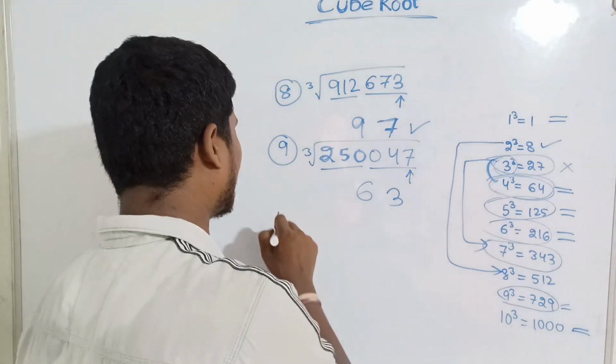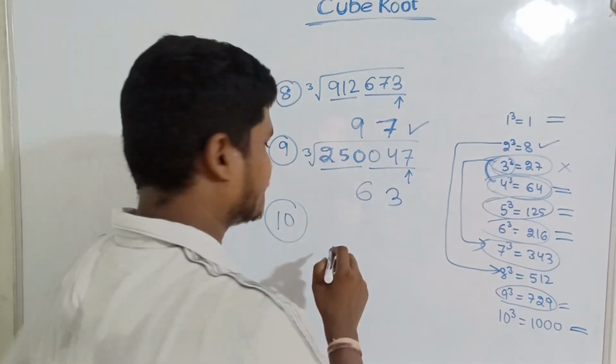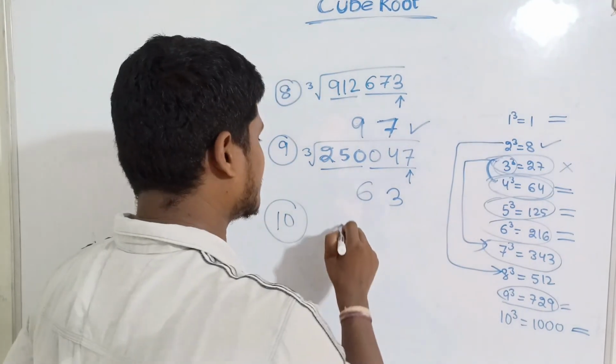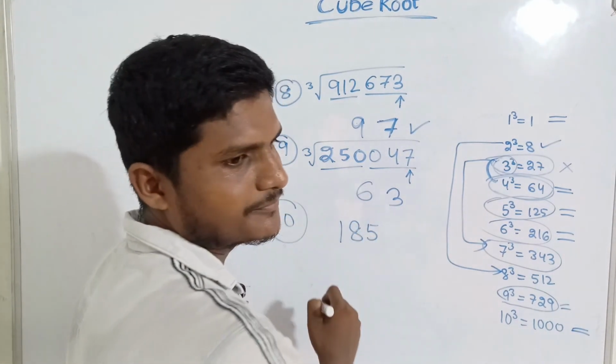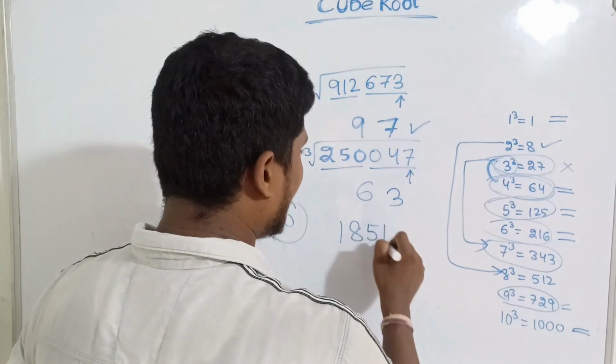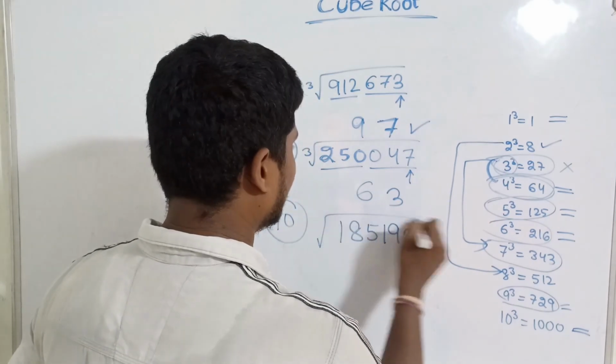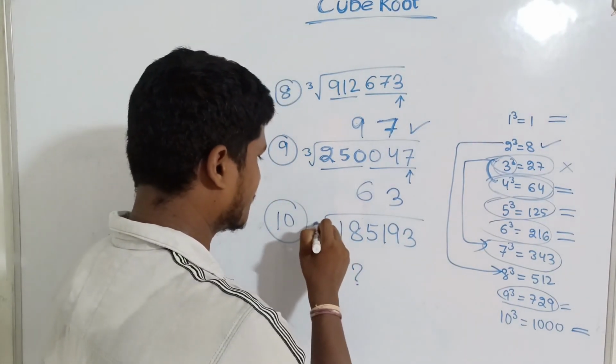So this is your homework, my dear students. Solve this question: the cube root of 185193.